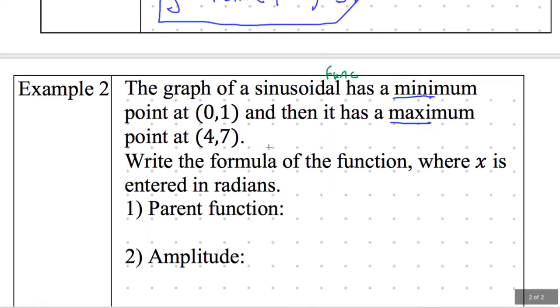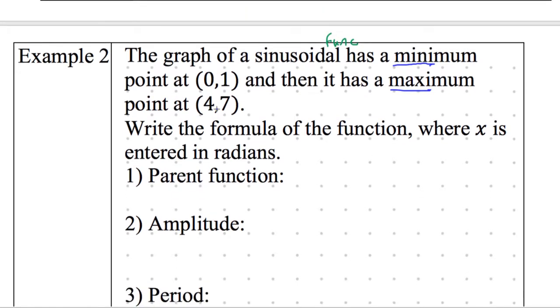Where are we starting here? We start on the y-axis, because x is 0, at the position 1. Is this point a minimum, maximum, or midline? Oh, it says it's a minimum. If it's an extremum, if it's a minimum or a maximum, that means our parent function is going to be cosine. So our parent function is a cosine of something.